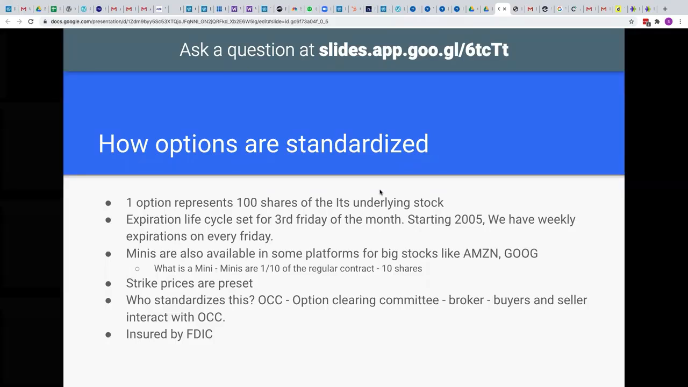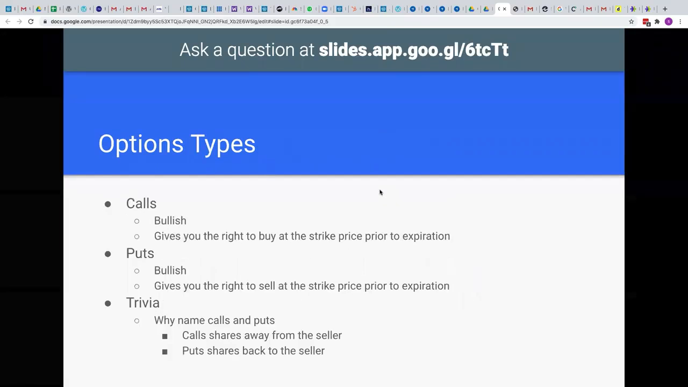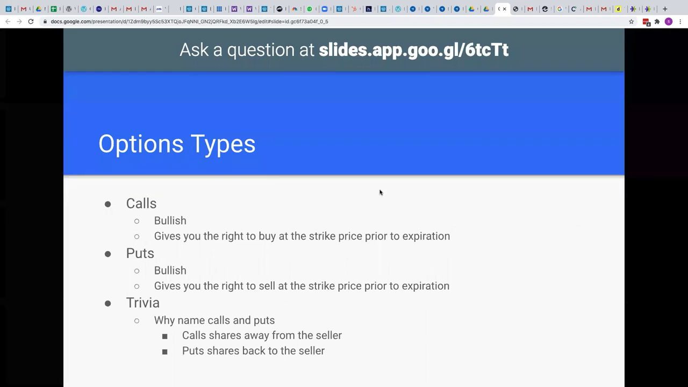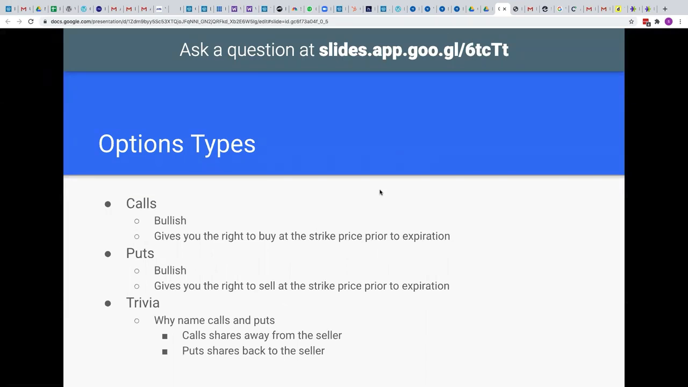Okay. Now let's move on to the next slide. Predominantly, let's talk about the option types, right? There are only two types of options, guys. One is called calls and the other is called puts. Calls means it's bullish. That means if you're betting the price of the underlying stock is going to increase, you bet on it by buying a call, which says the stock price will increase.